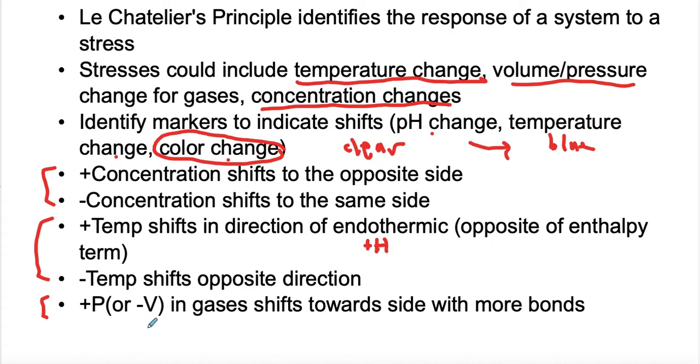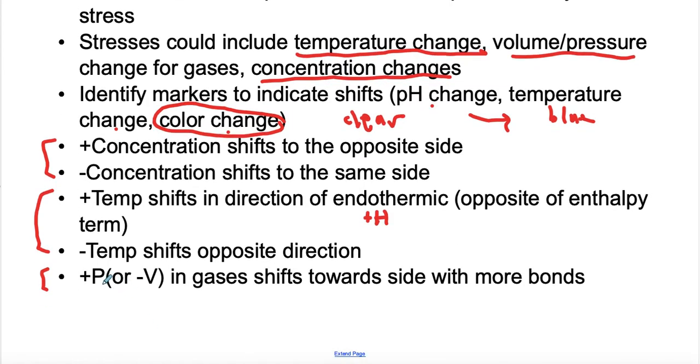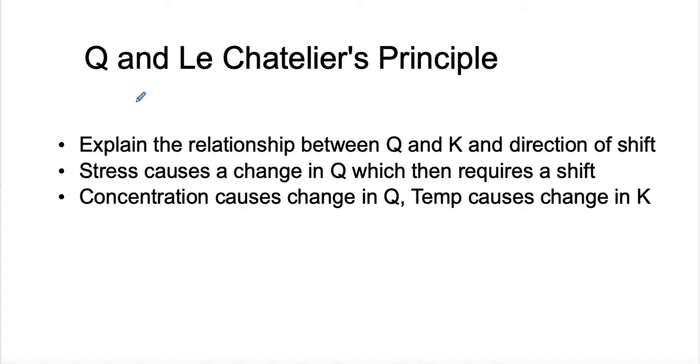And then we have pressure and volume changes. If you add pressure, which is also the same thing as making the volume smaller, because by making the volume smaller, you're going to add pressure, then it's going to shift to the side that, for gases, has more bonds. So the more complex molecules, the more pressure you add, it's going to shift it that way. And then if you decrease the pressure, it's going to go the other way.